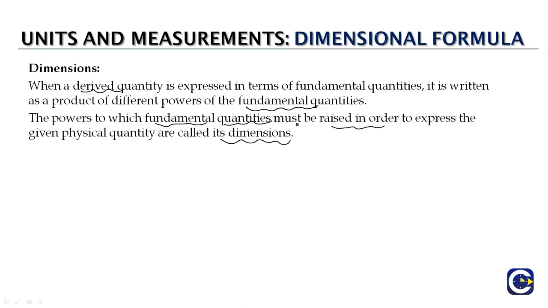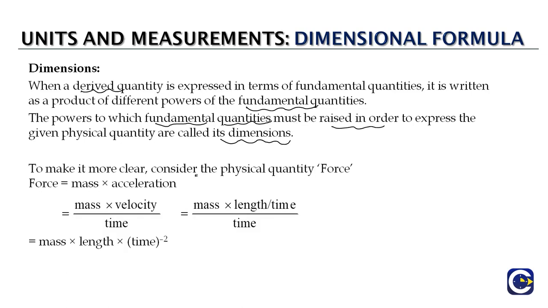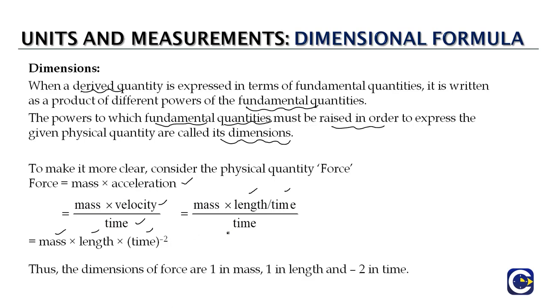To understand this in a little bit more detail, let us look at an example. If you talk about force, it is mass into acceleration. Acceleration is nothing but rate of change of velocity, so I can write it as velocity by time, and velocity is displacement by time. So in terms of the physical quantities, it is nothing but length by time. So overall force is equal to mass into length into time power minus 2. So the powers of the fundamental physical quantities are: the power of mass is 1, the power of length is 1, and the power of time is minus 2. So these are basically called the dimensions.